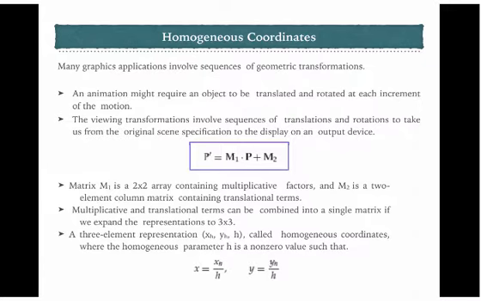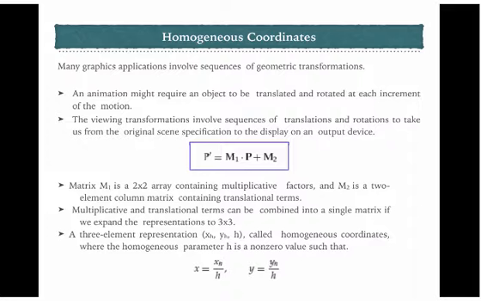Homogeneous coordinates. Many graphical applications involve a sequence of geometric transformations. An animation might require an object to be translated and rotated at each increment of the motion. The viewing transformations involve a sequence of translation and rotation to take us from the original scene specification to the display on the output device.